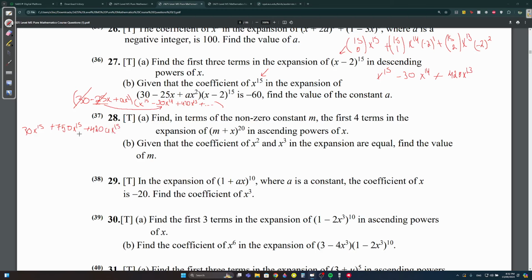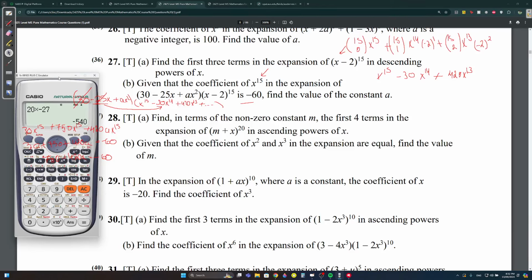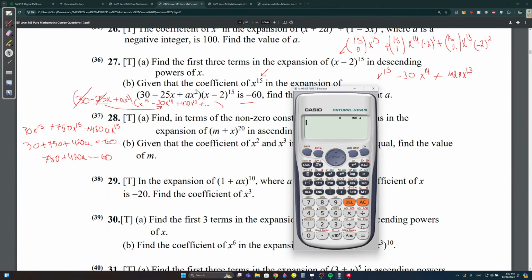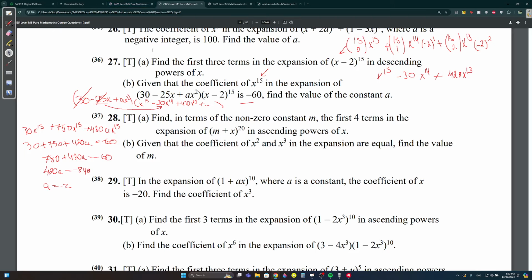Okay, we know that when we add all these coefficients, 30 plus 750 plus 420a, we get negative 60. Let's solve this. 780 plus 420a equals negative 60. Okay, 420a, we subtract on the other side, negative 60 minus 780, minus 840. So you get 420a equals minus 840, and you get a equals negative 2. I think that's correct. I remember seeing this. Yeah, negative 2. Okay, we're getting there, guys. We're making it.